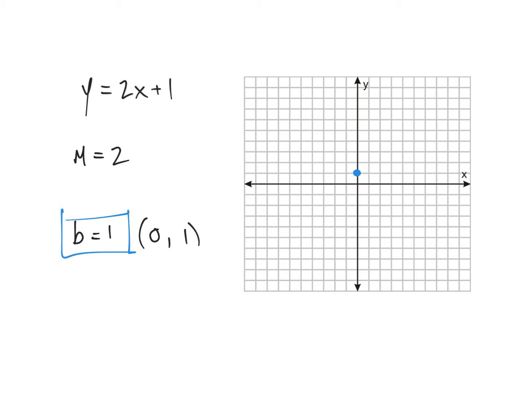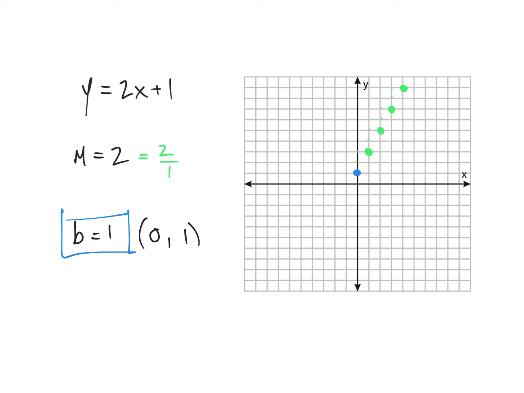From there, we can use our slope, which is 2, which I'm going to rewrite as 2 over 1, because 2 over 1 is still 2, and that reminds me that I do need to run 1. I'm going to use that slope to find my next point. So from that y-intercept, I rise 2, and I run 1. And guess what? I can keep doing that. Rise 2, run 1.